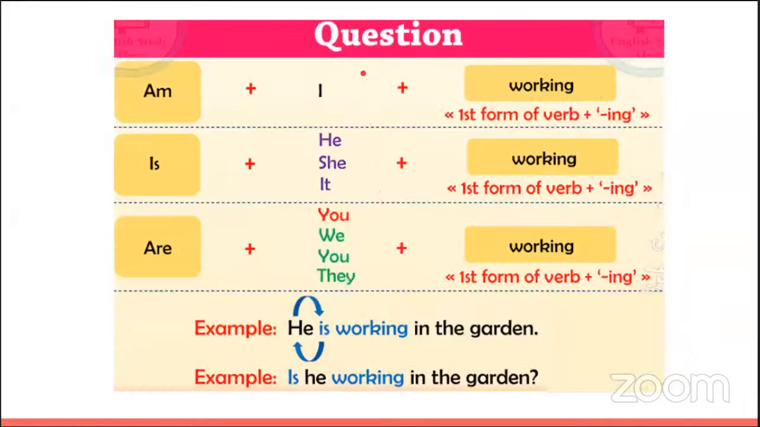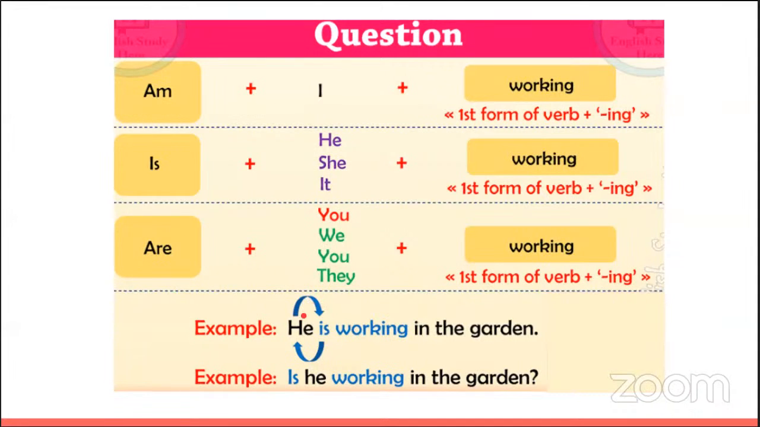And for questions, as we know, we are going to put the auxiliary before the subject. So instead of saying I am, we are going to say, am I working? Yes, you are. Is she studying? Yes, she is. Are they going to the supermarket? No, they aren't.